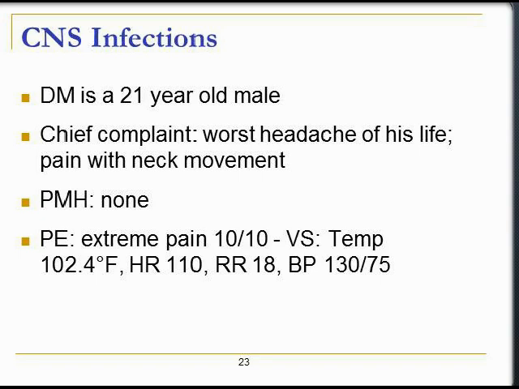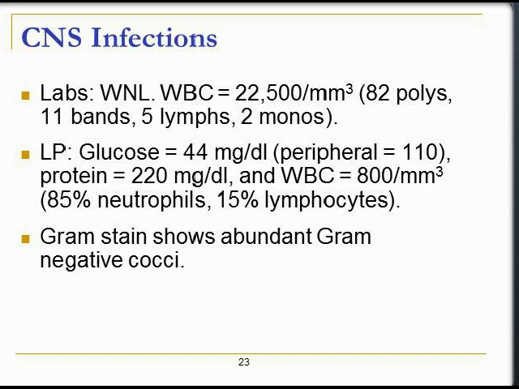His pain is a 10 out of 10. Temperature is elevated at 102.4. Heart rate is up. Blood pressure is okay at this point. His white count is elevated to 22.5 with a shift to the left. An LP is done, and within his CSF, his glucose is decreased, his protein is increased, and he has 800 white cells. And that gram stain of the LP shows abundant gram-negative cocci.